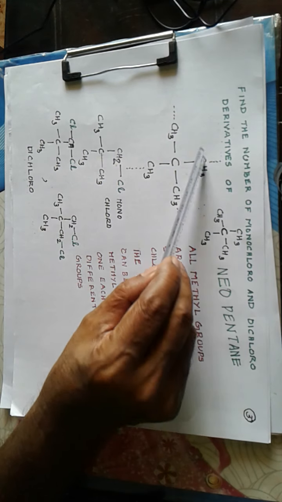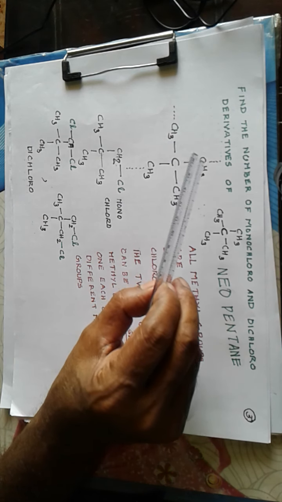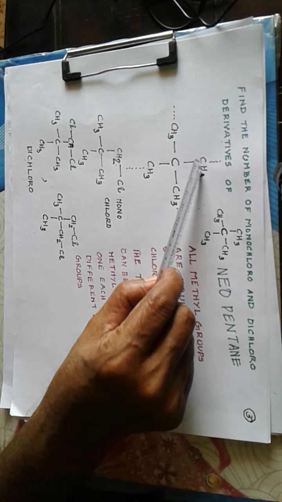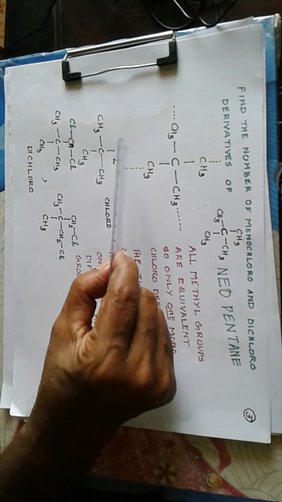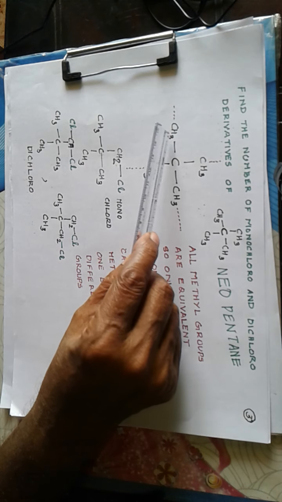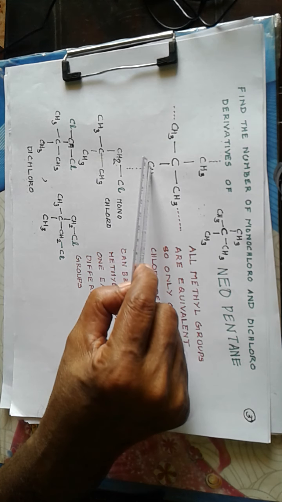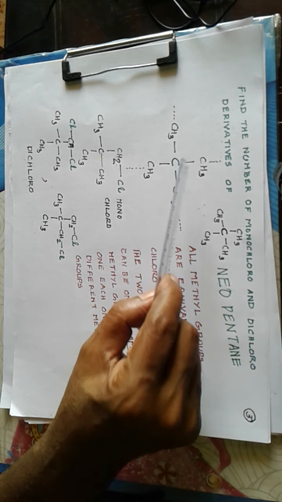So in fact, all these methyl groups are equivalent or similarly placed, so that this structure can give only one monochloro derivative. That is, if you replace any one hydrogen of the four methyl groups, you get the same isomer. So CH2Cl, you can replace the hydrogen here, CH2Cl, or here CH2Cl, or here CH2Cl. All these monochloro derivatives are the same, so only one isomer is possible.